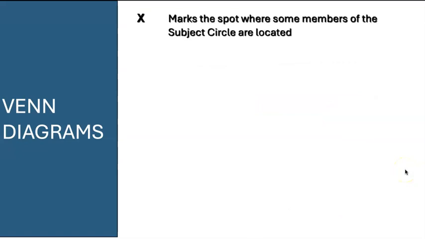For the particular statements, we use an X. And X marks the spot, like a treasure map. Right? X marks the spot where some members of the subject circle are located. Right? So the X says we know that some members are here. Right? And that's either inside the predicate circle or outside.